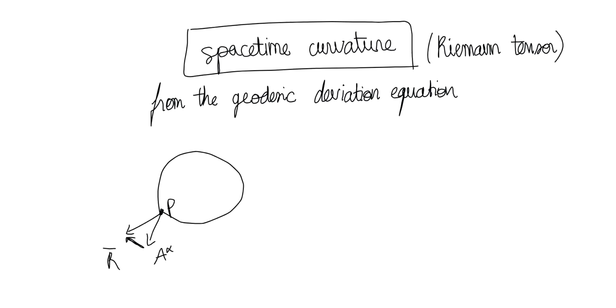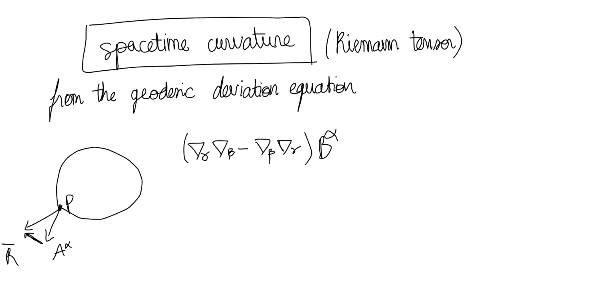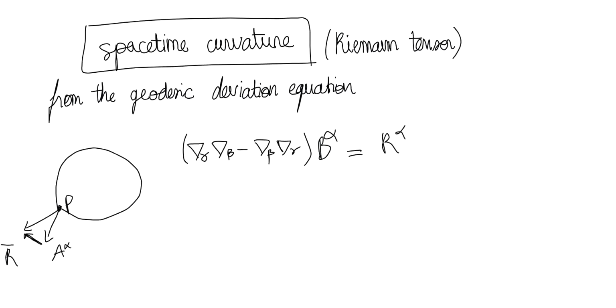And this can be written mathematically as this operator acting on the vector field P alpha. We said that it was equal to the Riemann tensor alpha beta, beta gamma delta contracted with a value. So the Riemann tensor at point P contracted with a value of the vector field at point P.